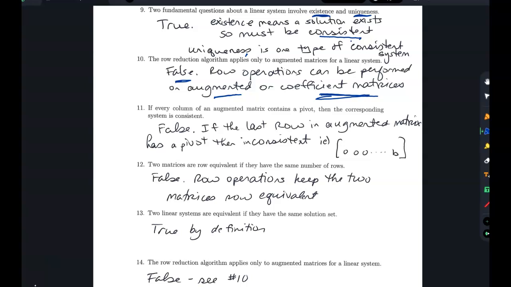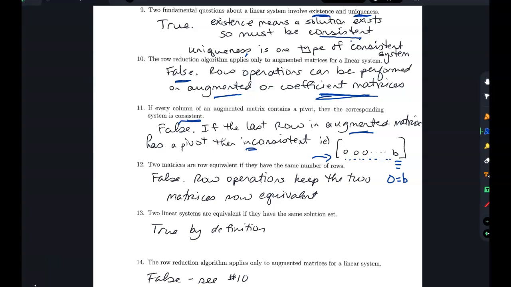If every column of an augmented matrix contains a pivot, then it's consistent. No, if it's an augmented matrix, I could have the last row have a pivot in that column. That makes it inconsistent, because this last row would mean 0 equals B, and that's not true.